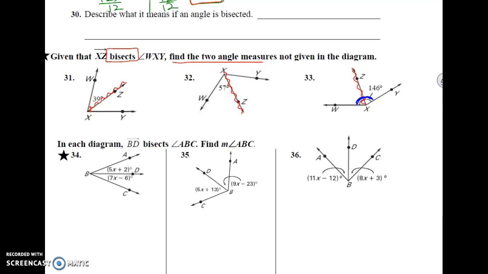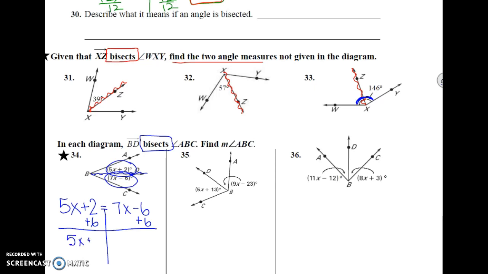When you're doing question 34, it says that BD bisects ABC. So again, this is my bisector. That means these are my 2 parts. And because it bisects it, I know that they are equal to each other. 5x plus 2 equals 7x minus 6. Variable on both sides. Remember, we can solve it. I'm going to take care of this minus 6 by adding. I like to add whenever possible. So I have 5x plus 8 is equal to 7x. Now notice that my x is alone on the right, so I'm going to move the 5x to the other side. Minus 5x to both sides. 8 is equal to 2x. When you divide that by 2, you get x equals 4.